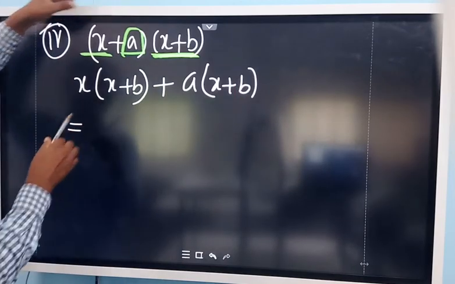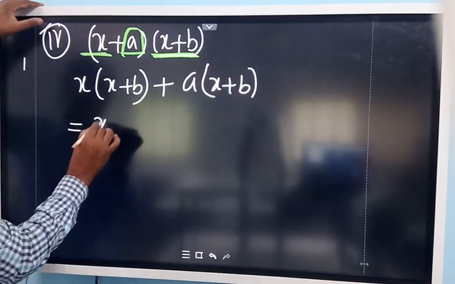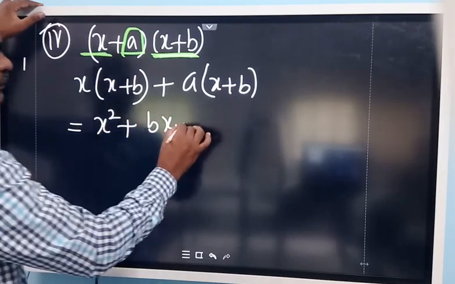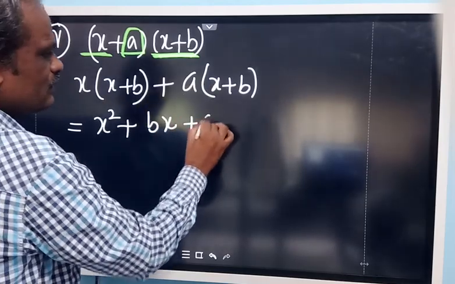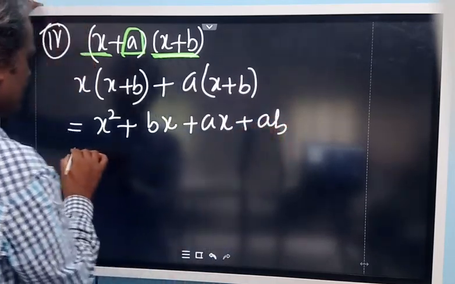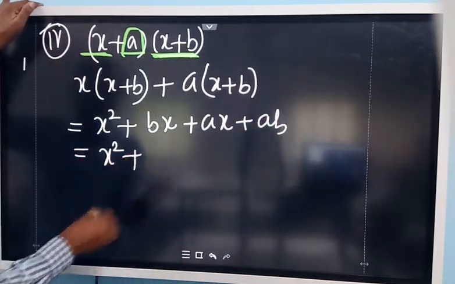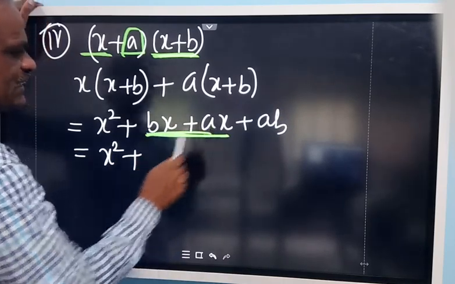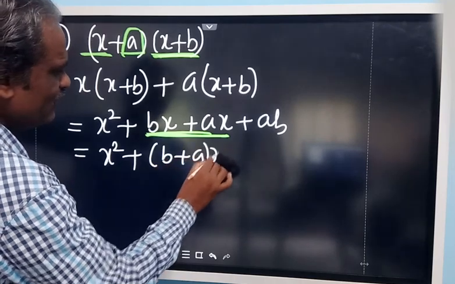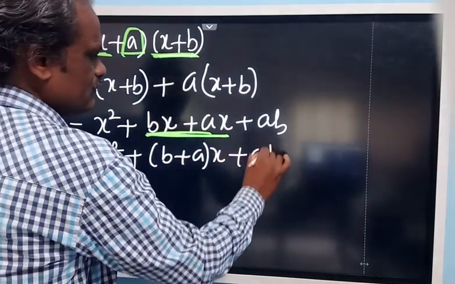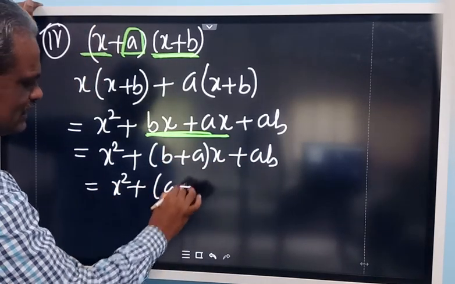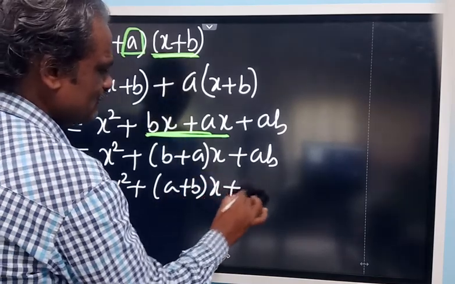So now multiply this x inside: x into x is x squared, plus x into b, you can call it bx, then plus x into a, you can write ax, then plus a into b, ab. So now x squared plus, look at this, we have bx and ax, x you can take common. What you will get? (b + a) into x plus ab. Or otherwise, in another way, you can write x squared plus (a + b), a plus b or b plus a, both are the same, commutative, (a + b) into x plus ab.